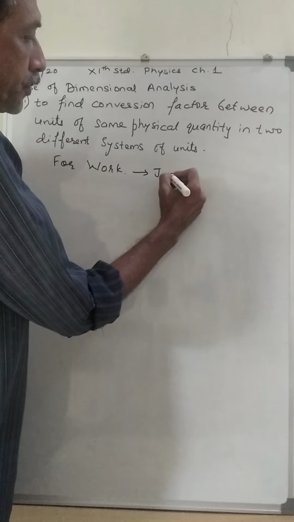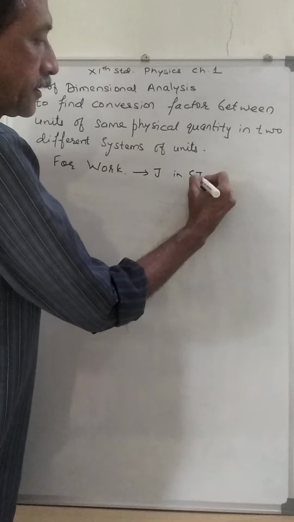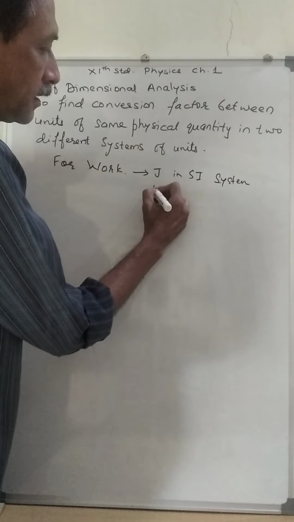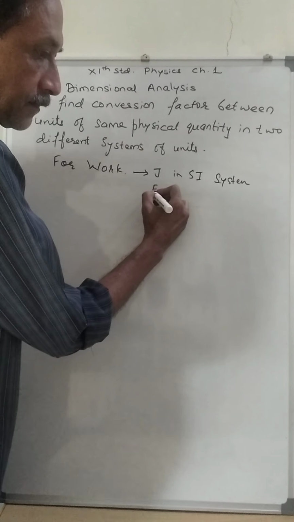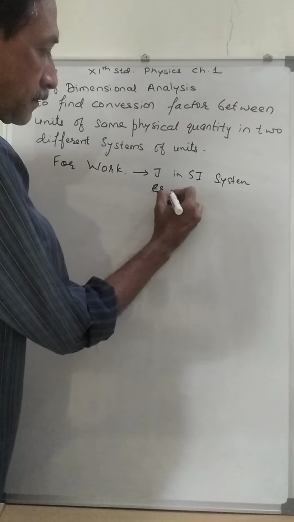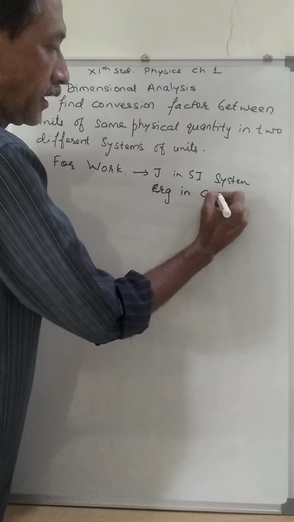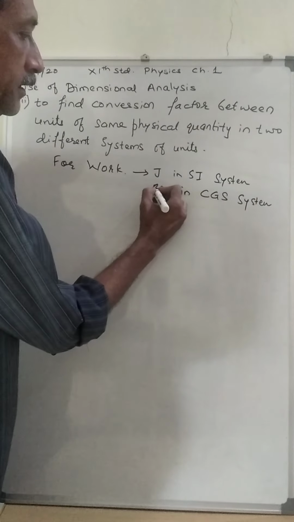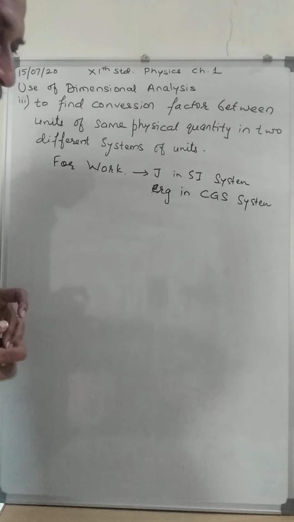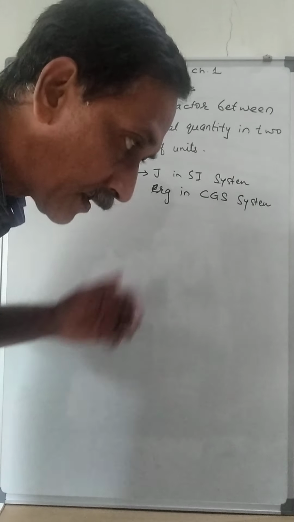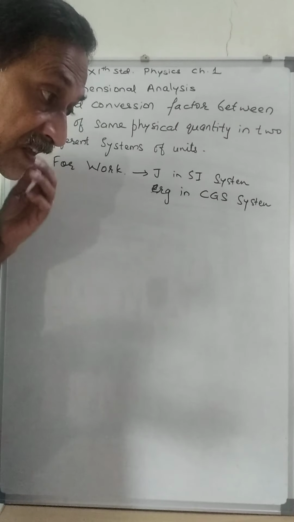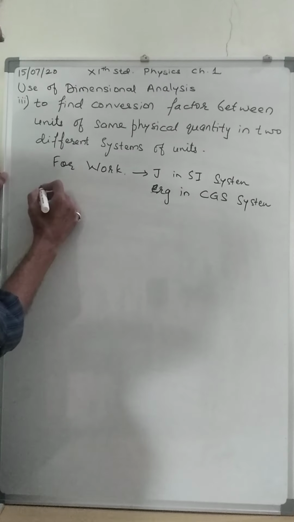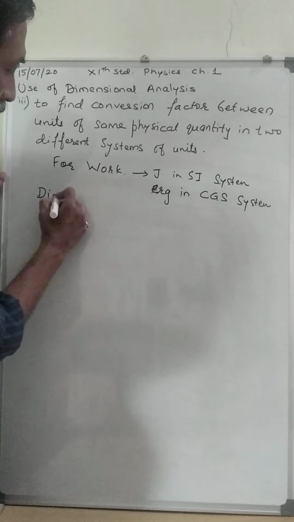Work is measured in joules in the SI system and in ergs in the CGS system. It is joule in the SI system and erg in the CGS system. Now, the dimensional formula for work.